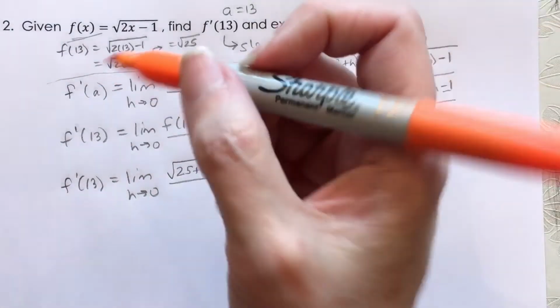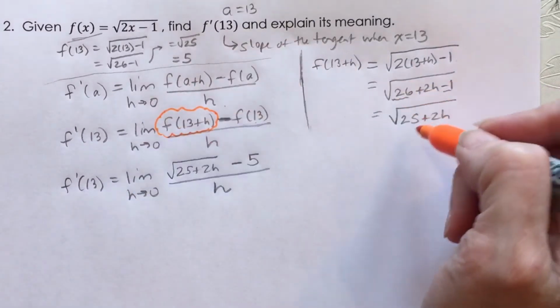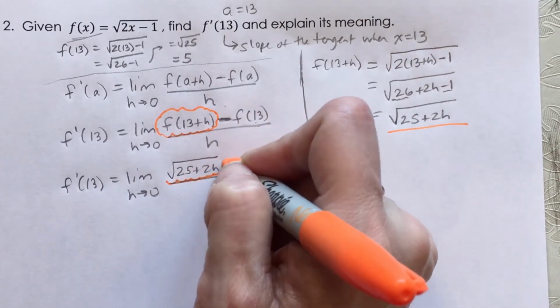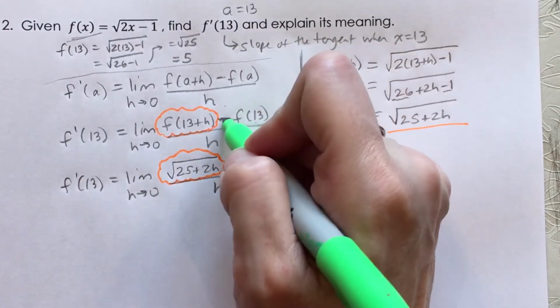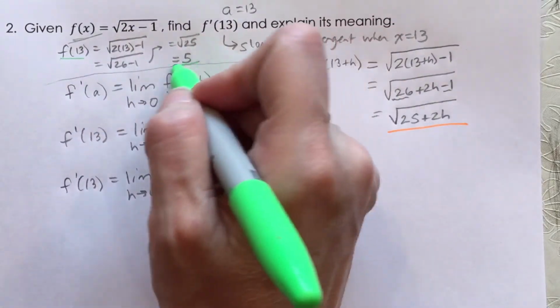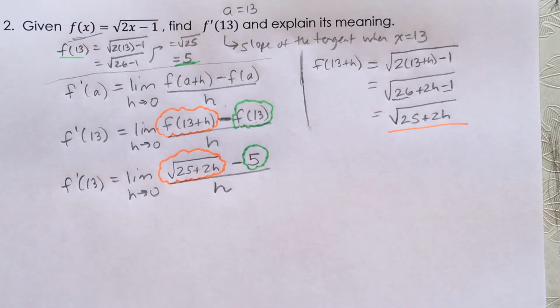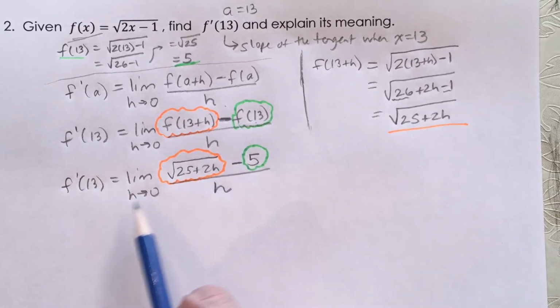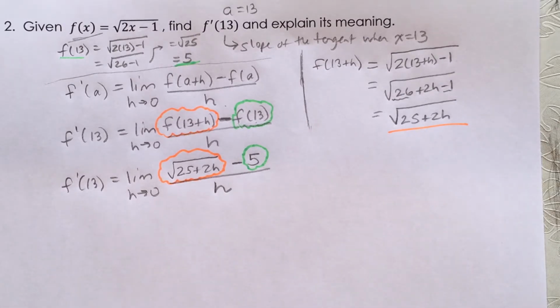So again, we have that correspondence where we've got f at 13 plus h, but then we figured out what that was off to the side, and then we could replace it with the square root of 25 plus 2h, minus, from the formula, f at 13, which we also found up here. f at 13 turned out to be 5, over h. So again, we could let h approach 0 now, but we can't because then our denominator approaches 0. And if the denominator approaches 0, then we're pretty much dividing by 0, which is impossible. So we can't do that.